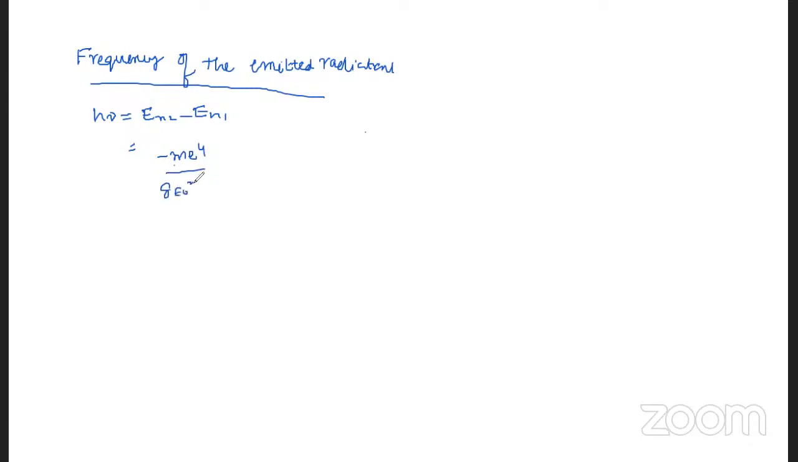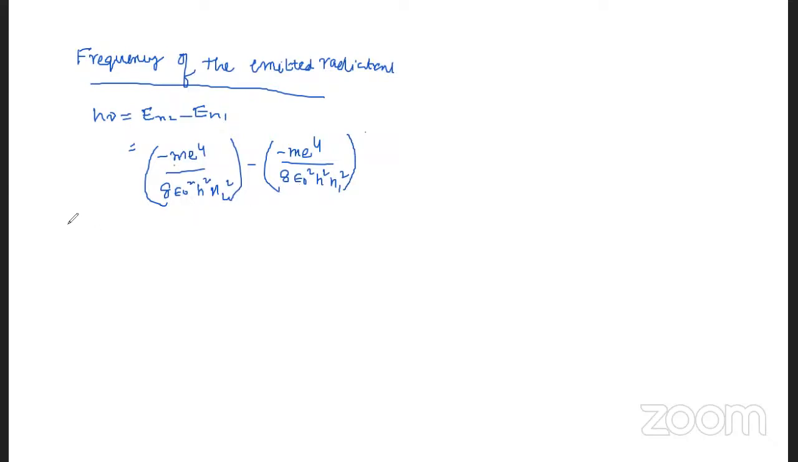So En2 is nothing but its value is equal to minus m e power 4 by 8 epsilon naught square h square n2 square. Yesterday I had written this epsilon naught as k naught, now we are writing it as epsilon naught square. And similarly, minus En1, we'll write the value as m e power 4 divided by 8 epsilon naught square h square, and it is the n1 energy level, so it will be n1 square.